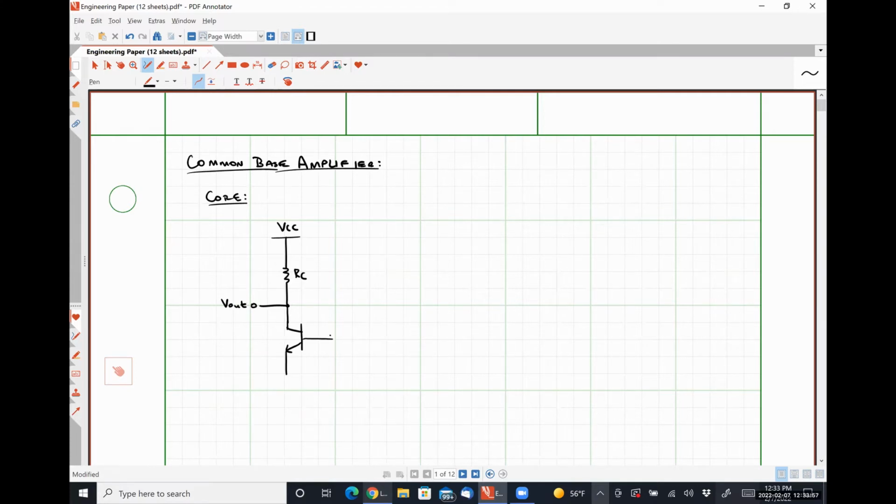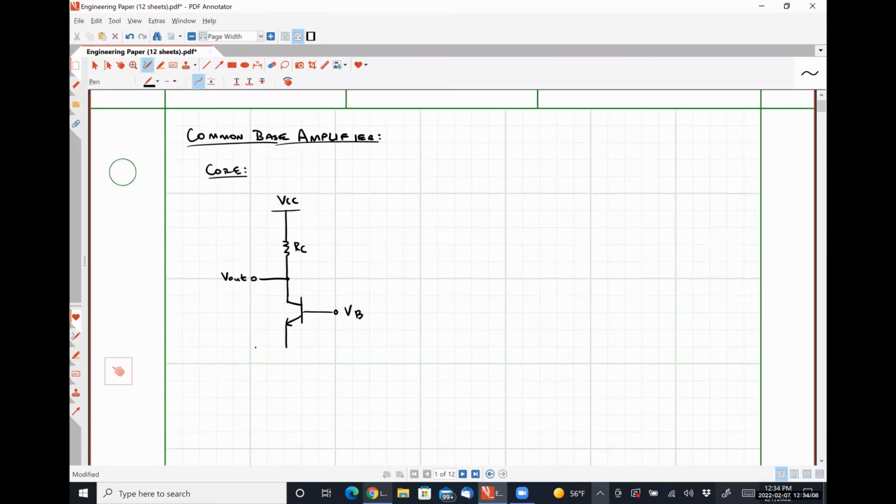and unlike our common emitter amplifiers, we are going to apply a DC bias voltage VB at the base, and we are going to apply our input here at the emitter. Okay. So any amplifier in which we apply our input signal at the emitter and take our output signal at the collector constitutes a common base amplifier.